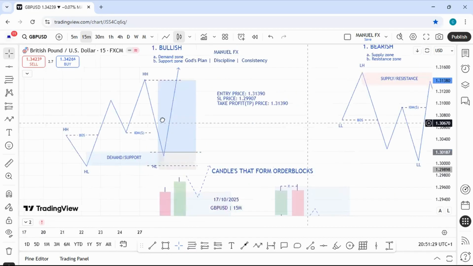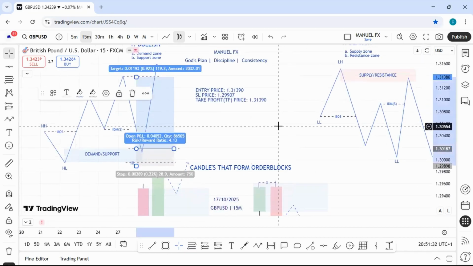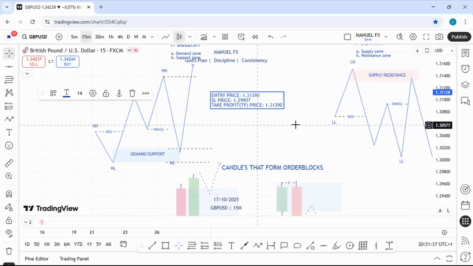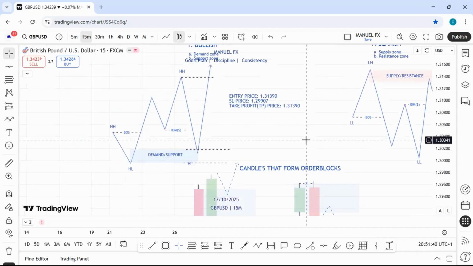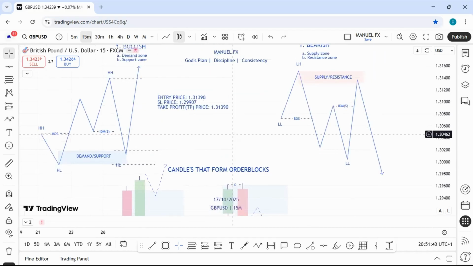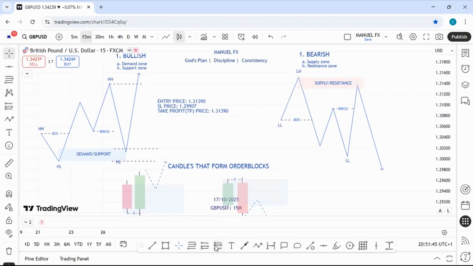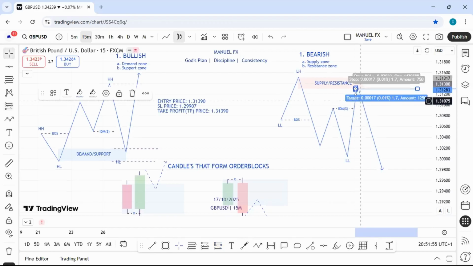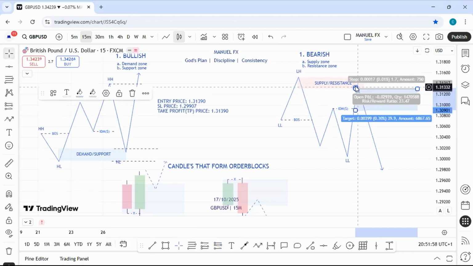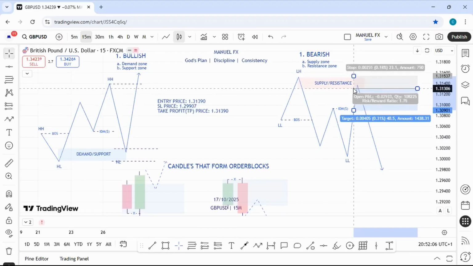Now, for the sell position, same thing applies for the sell. What we do is we pick our sell position tool, and then we come to the tip of the sell POI, of the sell order block, and we place our entry there. Now, we are still going to see 3 points.